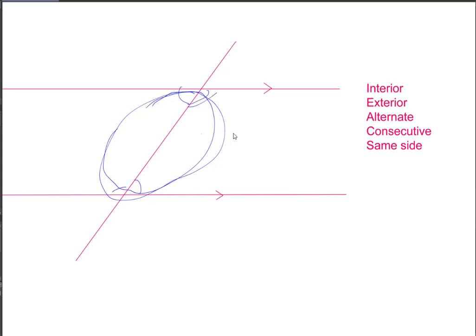Exterior angles, on the other hand, are the angles that are going to be on the other side. They're going to be on this side of the parallel lines, right?